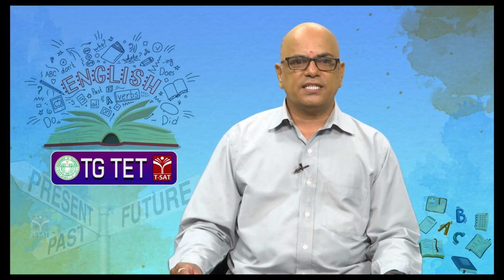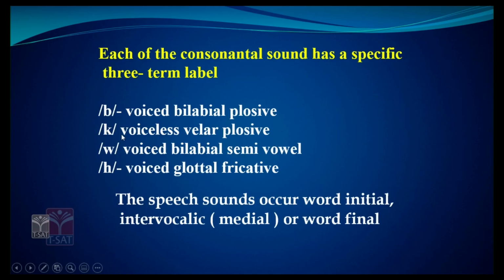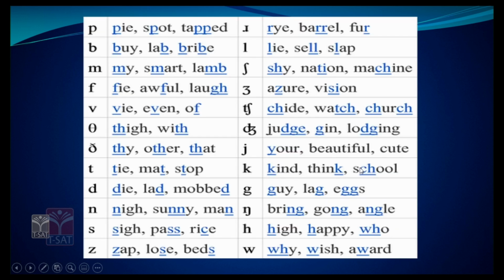We can further attempt giving three-term labels to certain phonemes, as we have discussed. b is voiced, bilabial, plosive, and k is voiceless, velar, plosive, and v is voiced, bilabial, semivowel, and h is voiced, glottal, fricative. So the speech sounds may occur in the word initial position, intervocalic or medial position, or even word final position, right? And this chart gives us the details of the distribution of the speech sounds.